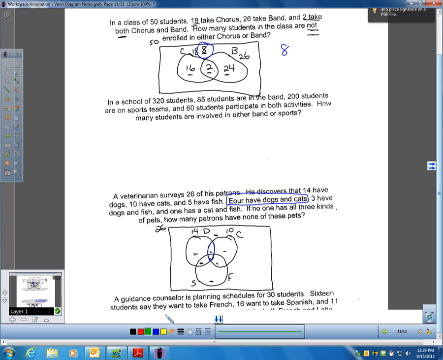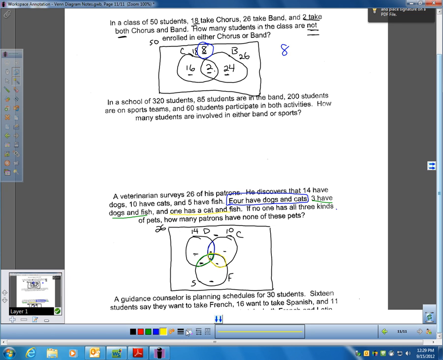Let me get a different color. 3 have dogs and fish. Well, anybody in these 2 categories here would be dog and fish, so these 2 have to add up to 3. 1 has a cat and fish. Well, that means these 2 categories here are the cat and fish, because you can see these people could own cat or fish, so could these people.